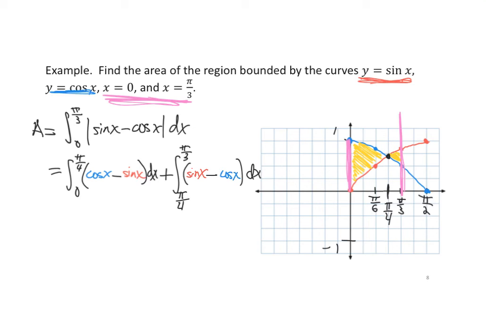Okay, let's go on and calculate these. Antiderivative of cosine is sine x, and then antiderivative of minus sine x would be plus cosine x. And we're evaluating this from 0 to pi over 4. That's just the first integral. The second integral, antiderivative of sine x is negative cosine x, minus antiderivative of cosine x is sine x. And we're evaluating from pi over 4 to pi over 3.